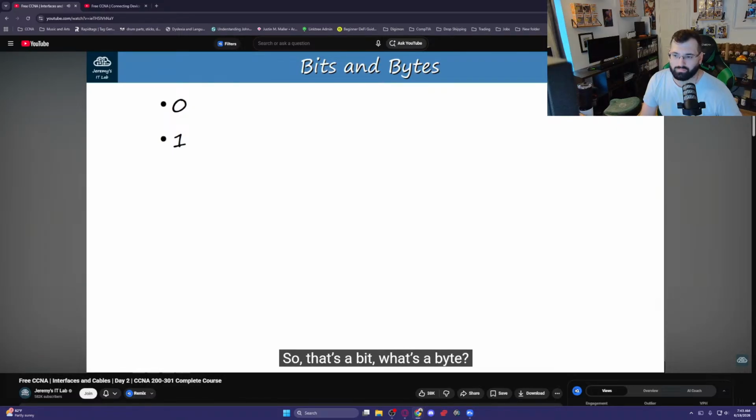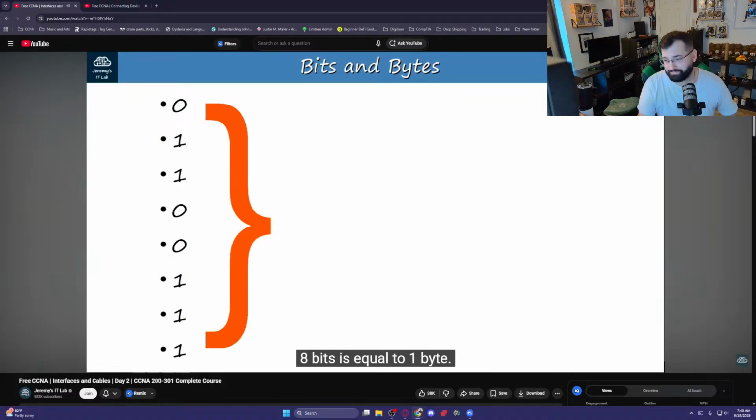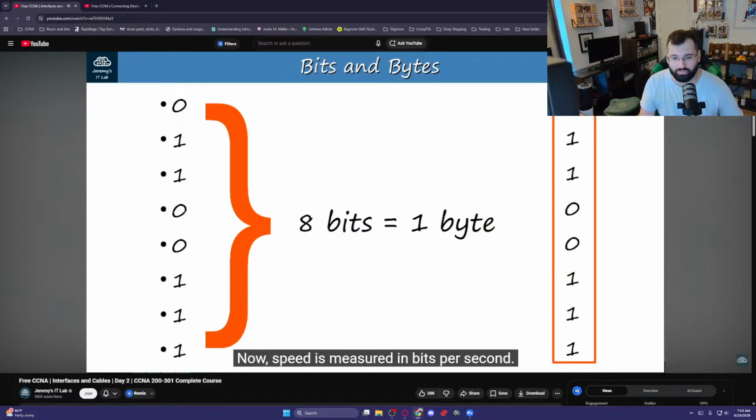So that's a bit. What's a byte? Here we have a series of 8 bits. And a nibble is 4. 8 bits is equal to 1 byte. But I hardly ever hear anybody say speed is measured in nibbles.